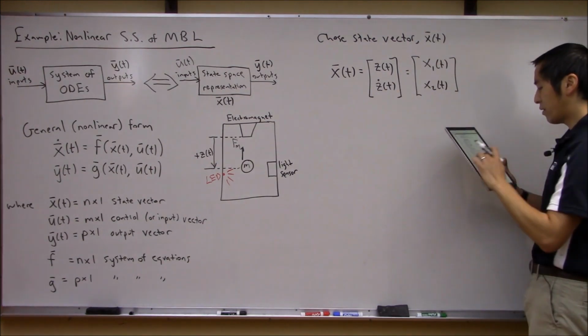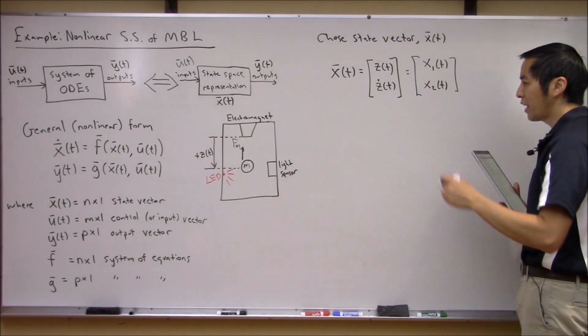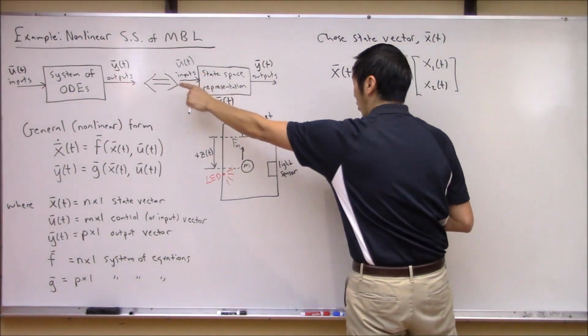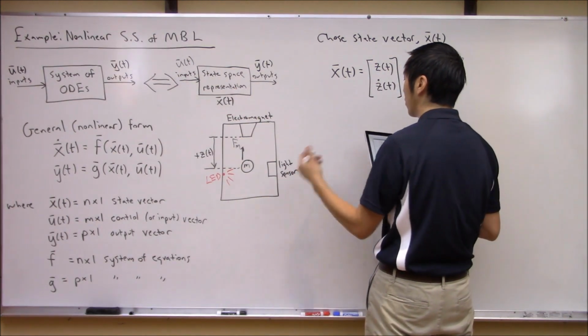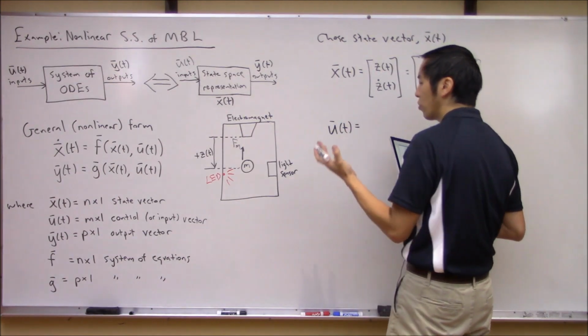So here's my state vector of the system, and we should be good to go with this, okay? The next thing I need to do is, let's talk about what are the inputs and the outputs to this system. So the inputs, right? So the input, what goes into this system?